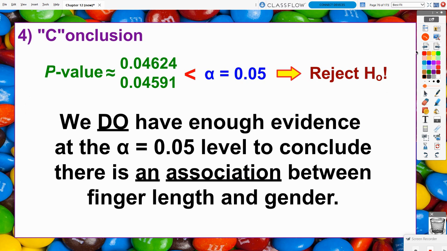All right, now in the end, regardless of whatever p-value we came up with, if we just use the formula with our chi-square CDF, or if we use the actual chi-square test command in our calculator, notice our p-values are very close to each other. And in both of those situations, they are less than the alpha level of 5%. So we still get to reject the null hypothesis and conclude that we have sufficient, convincing evidence, statistically significant evidence at the alpha equals 0.05 level to conclude that there is in fact an association between finger length and gender.